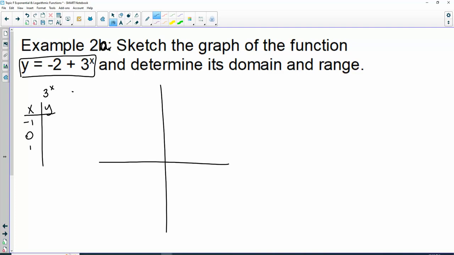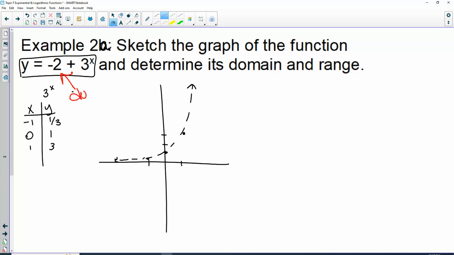3 to the -1 would be 1/3. 3 to the 0 is 1. 3 to the first is 3. So -1, 1/3. 0, 1, 1, 3. This is my parent. Remember, exponentials have a horizontal asymptote at 0 because you'll never do 3 to a power and get 0 or a negative. And then my transformation, what's this one doing?